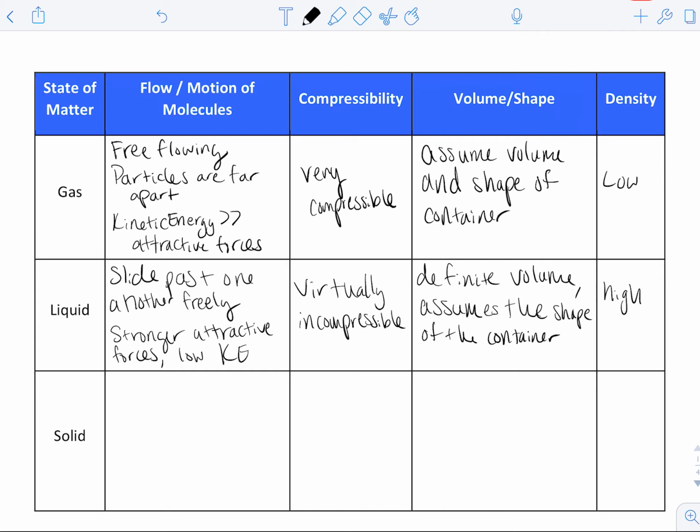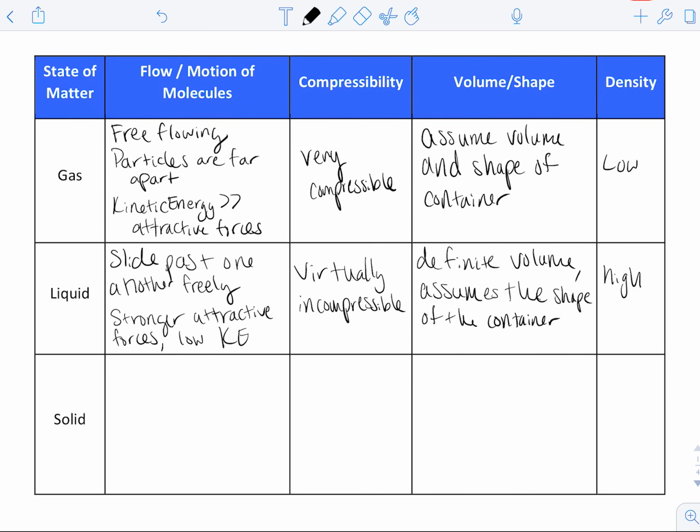Okay. And our last state of matter is our solids. Our solids are in a fixed position. All of the substances, all the particles, all the molecules, all the ions, whatever it happens to be, they're going to be fixed. So they have a fixed position. Okay. They do vibrate though. So they vibrate in place. Here, we are going to have very significant attractive forces and very low kinetic energy. So we say that our kinetic energy is much smaller than our attractive forces.